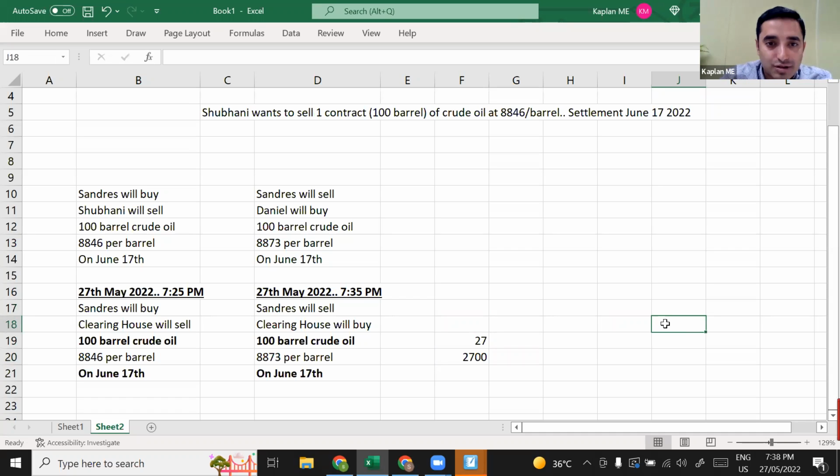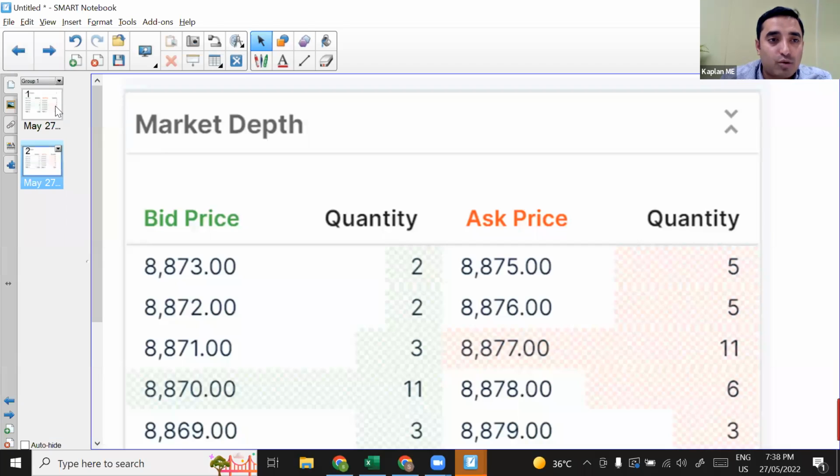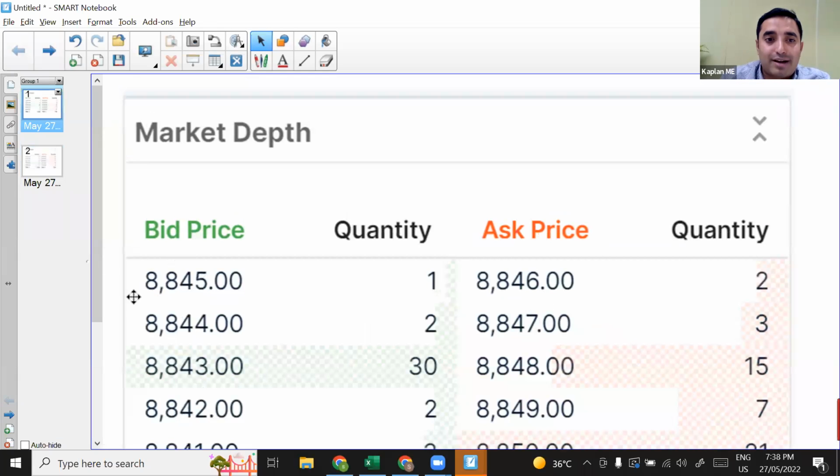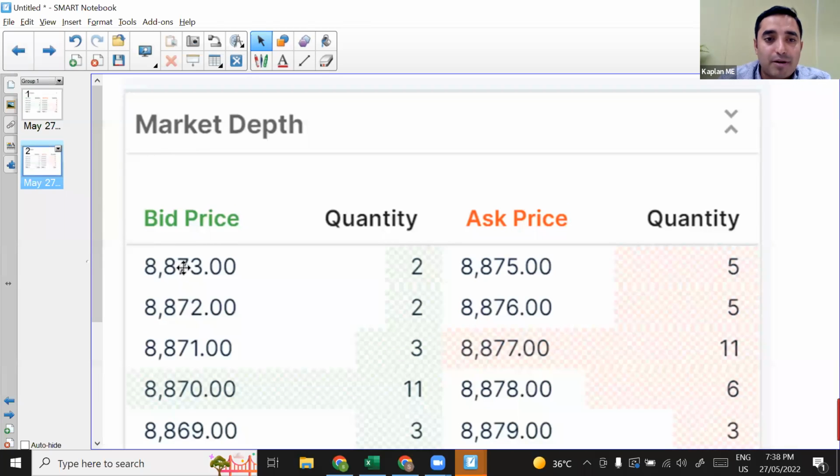In between these discussions, the prices have changed. Remember when I took this screenshot, people were ready to enter at 8845 and 8846. In the second screenshot, people were ready to buy and sell at 8873, 8875. Prices have changed. And when prices change, that is basically what a speculator generally does. They enter into a futures contract as a buyer, and then they again enter into the same futures contract as a seller. The clearinghouse generally winds up the contract. Is it clear? Getting it?